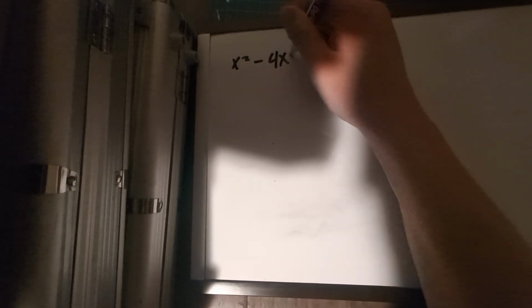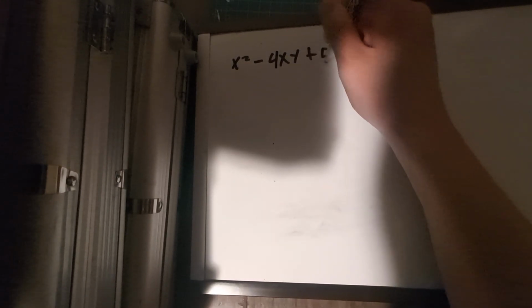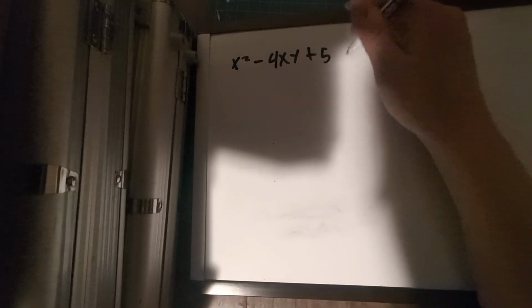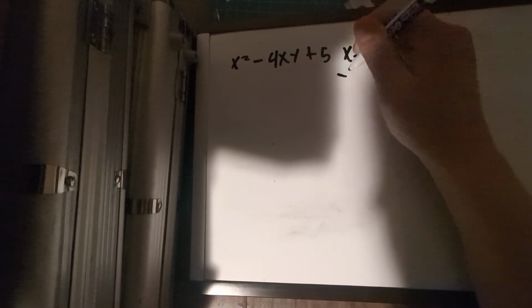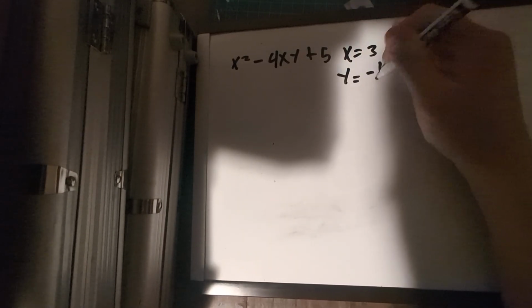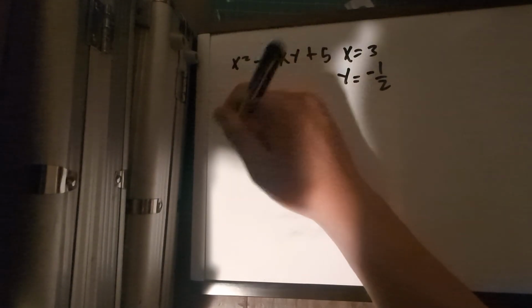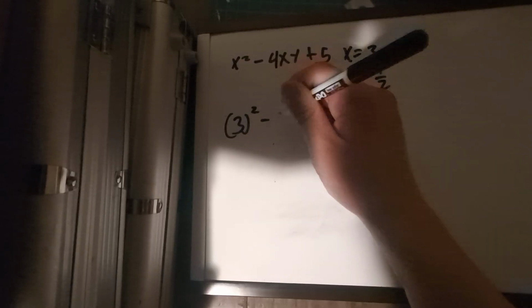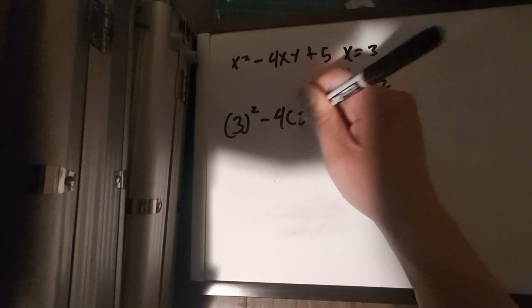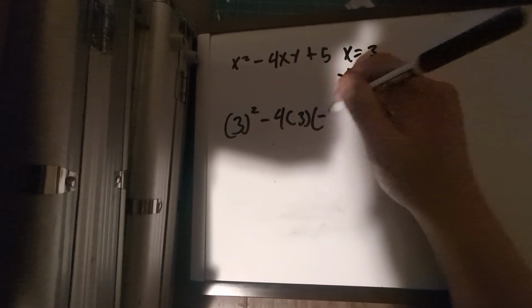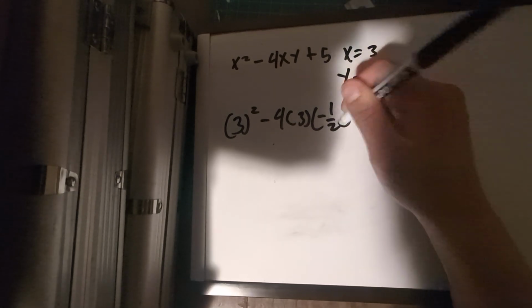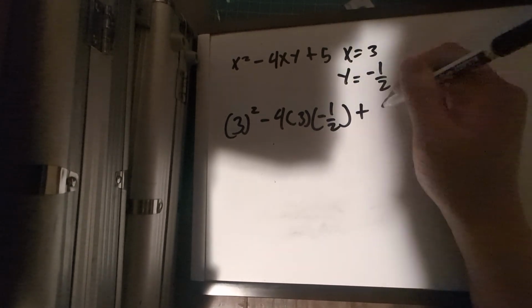Okay, so bada bing, bada boom, number B. B is pretty similar, so it's going to be x squared minus 4xy plus 5. Okay, and that is x equals 3 and y equals negative 1/2. Okay, let's go ahead and put this in again. So it's going to be 3 squared minus 4 times 3 times negative 1/2 and plus 5.